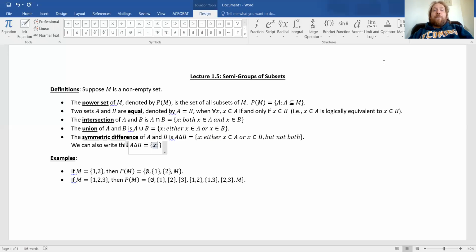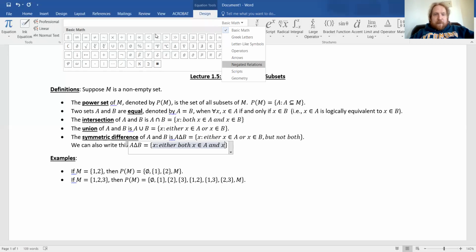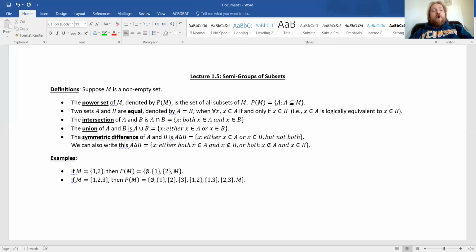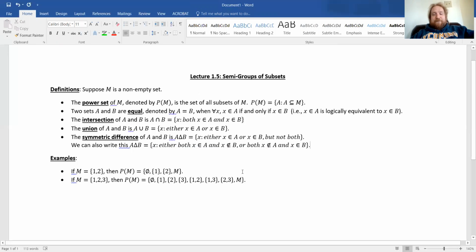If X is in either A or B, but not both, it means either both X is a member of A and X is not a member of B, or both, X is not a member of A and X is a member of B. If you're in either A or B but not both, it means either you're both in A and not B, or both you're not in A and you're in B. Okay, so these are the operations. More to follow.